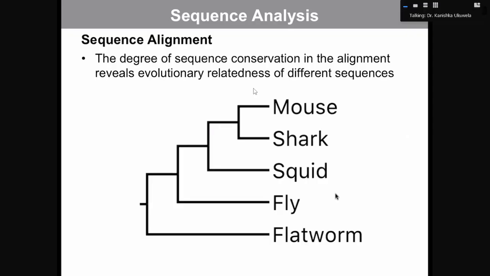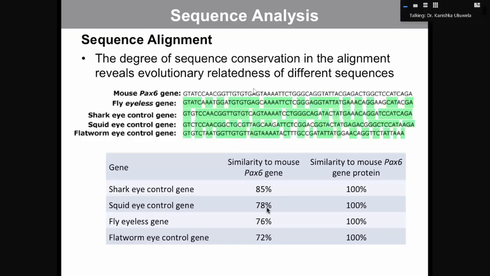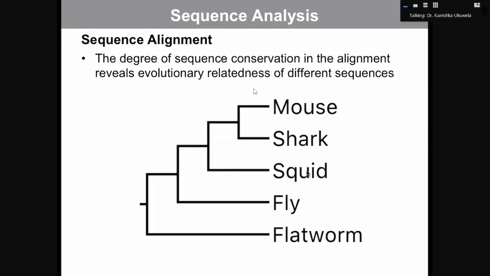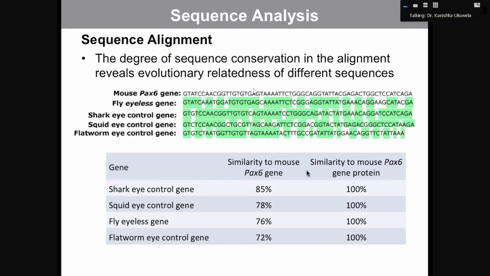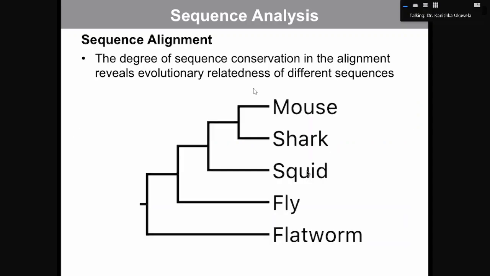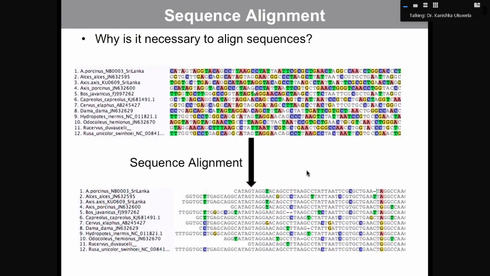And you can also understand this by looking at their evolutionary relationships, right? You notice that mouse and the sharks are vertebrates, so they are the most closely related, and it's also reflected in 85% similarity in the PAX6 gene in the mouse to the shark eye control gene. The squid comes next, then flies are more distantly related, and flatworms are more distantly related, only having 72% similarity in the PAX6 gene to the flatworm eye control gene.